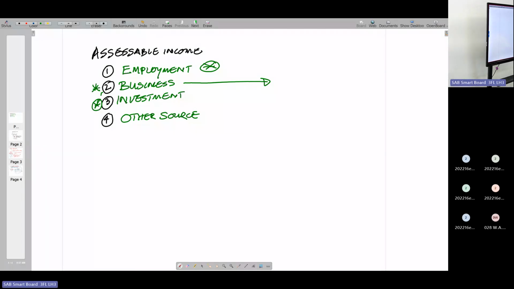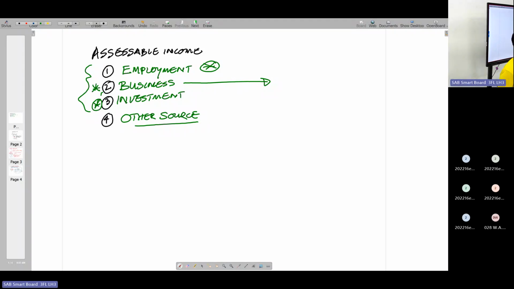Basically, up to these three, whatever income is covered in Sri Lanka. But there is another section called other source. Any income which is not falling under these three categories, we check whether it is coming under this fourth category.